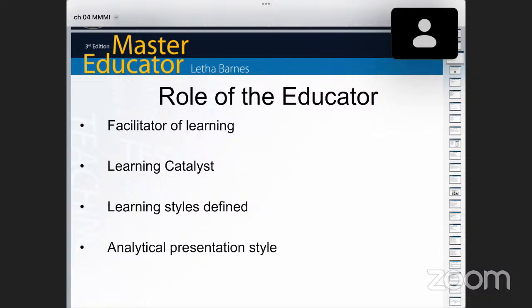Analytical presentation style. So now we're talking about how you should teach. Should I start off like this, just lecture, or should I go in with questions? I personally like to put stuff on the board. I like to have notes. So that means I'm going to do a little homework before we come into the classroom. And we're having a theory day.